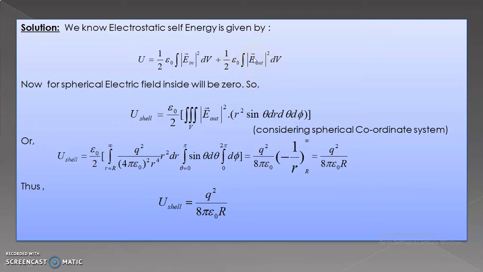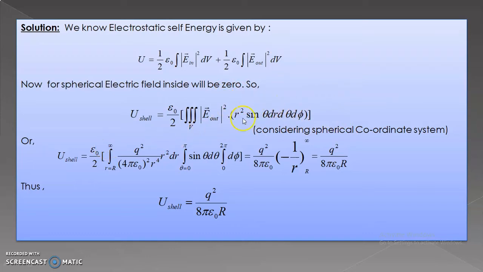Now for a spherical shell, the field inside is always 0 because there is no charge inside. So U shell equals epsilon naught by 2, and to simplify the calculation I have taken the spherical coordinate system, where dV, the elementary volume, is given by r square sine theta dr d theta d phi.